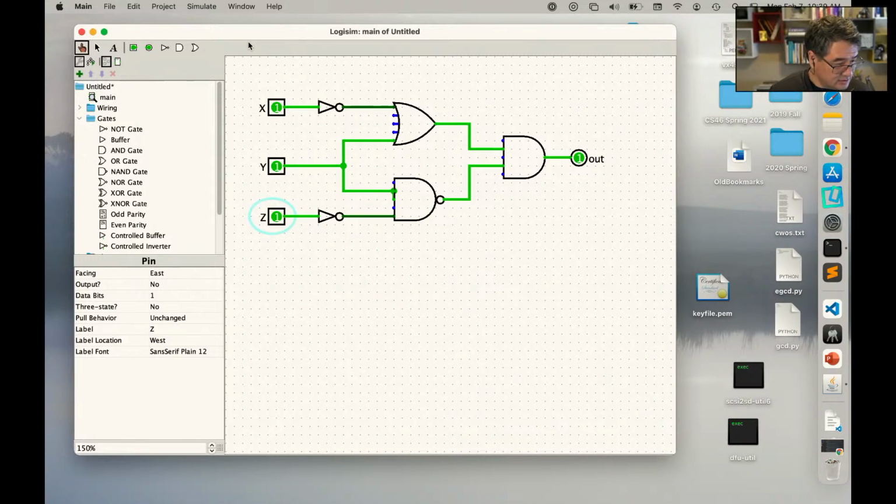I think. Oh, what you're saying is that maybe you accidentally put an AND up here instead of an OR, and that was causing your analysis not to work out, or Logisim's analysis not to work out.